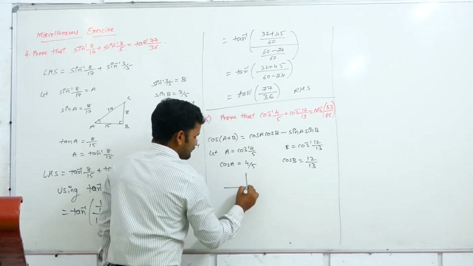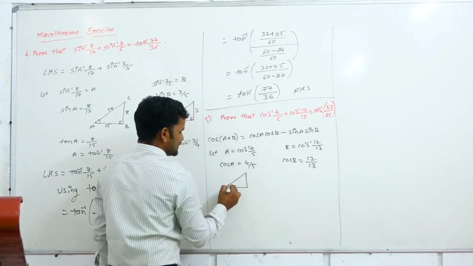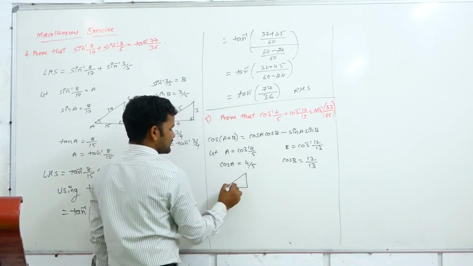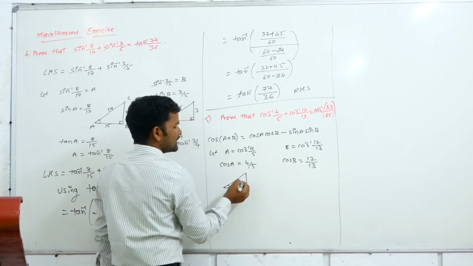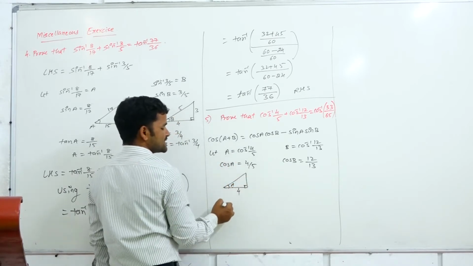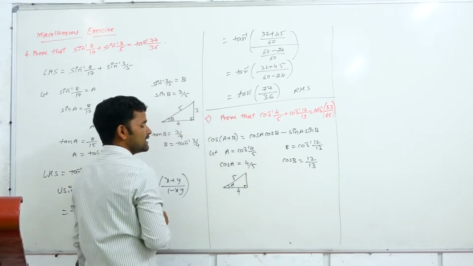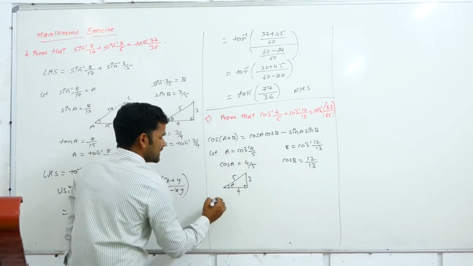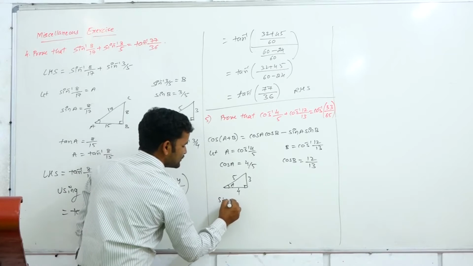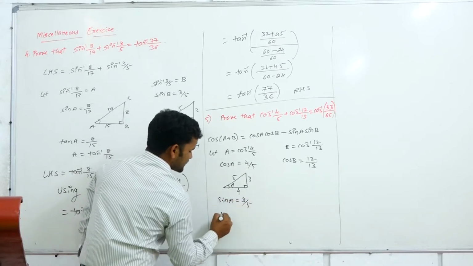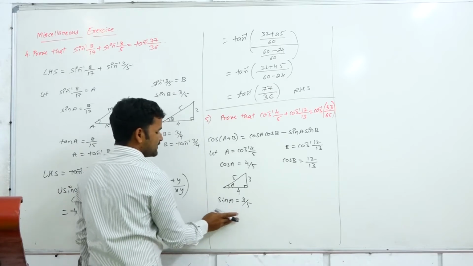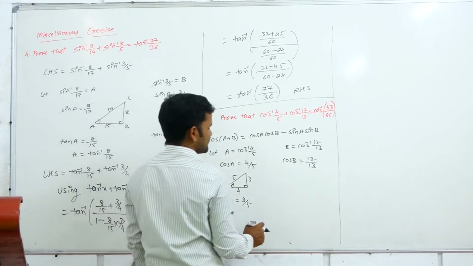To get the value of sin a, substitute in a right angle triangle with a here. This is the right angle. Cos is the ratio of adjacent side to the hypotenuse. What will be the opposite side here? Opposite side is 3. We have sin a is equal to 3 by 5. Fine. Sin a is equal to 3 by 5.